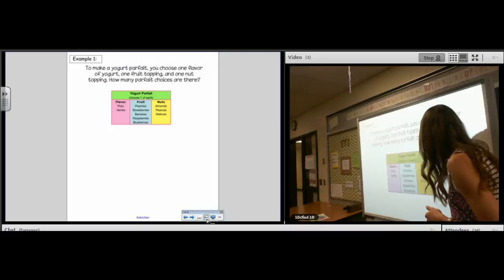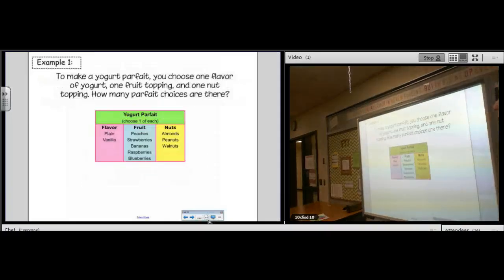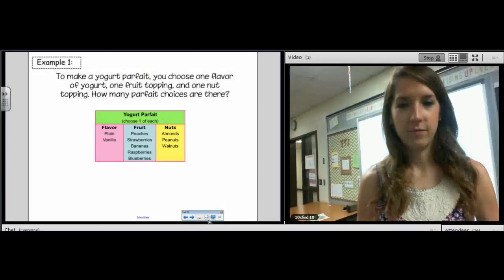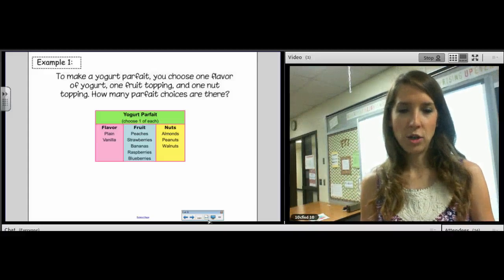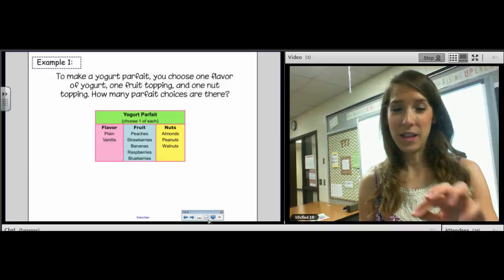All right, so if we could do that one, then we can definitely do this one. You're going to make a yogurt parfait. You choose 1 flavor of yogurt, 1 fruit topping, and 1 nut topping. How many parfait choices are there out there? Same thing we just did. So how many choices? Who's going to type it first? Who's got the fastest fingers?